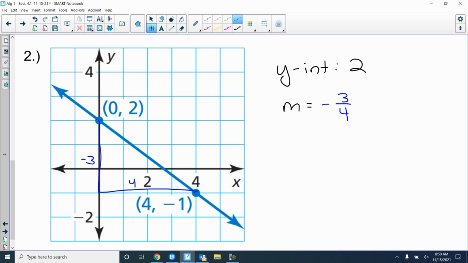Aiden, what should be my answer then? Y equals -3/4 x plus 2. Good. Y equals -3/4 x plus not 3, but 2.